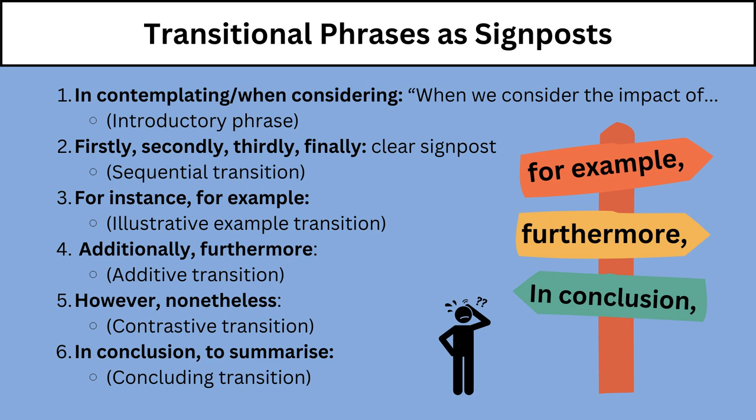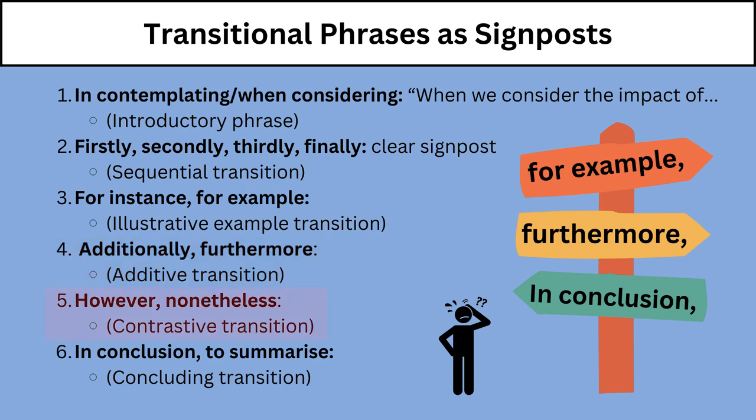There are different types. For example, something like "in contemplating" or "when considering" is a common introductory phrase. Things like firstly, secondly, thirdly, and finally are sequential transitional phrases that are also commonly found in essays. Next, phrases like "for instance" and "for example" are illustrative or example transitional phrases. They elaborate on a point by introducing solid evidence. We also have additive transitional phrases when you want to make a further point. For example, a point connected to a previous paragraph.